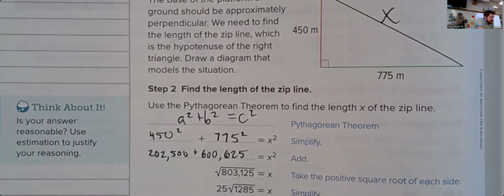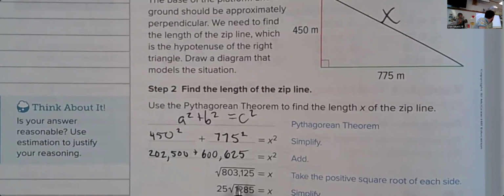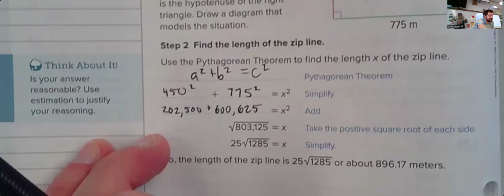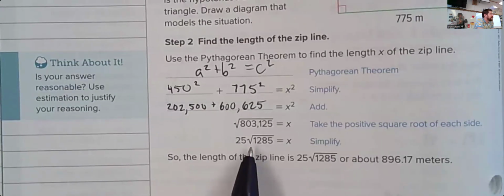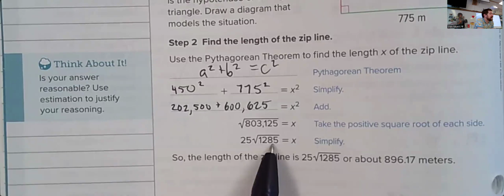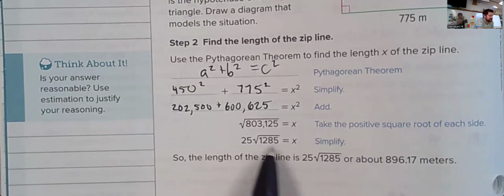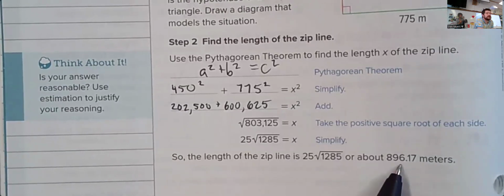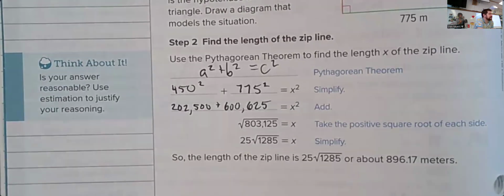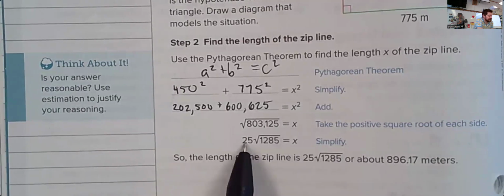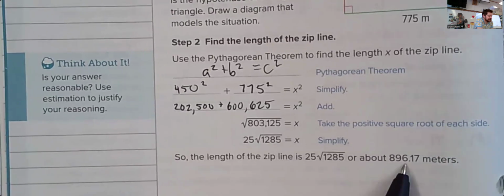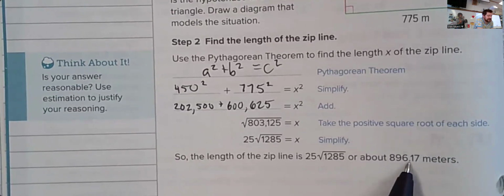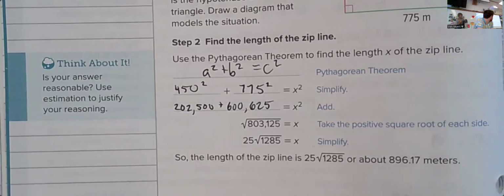If you add those together, you're going to get 803,125. And then if you square root that, your scientific calculator will probably give you this as your answer at first. And then does everybody remember how to get from this? This is called simplest radical form, by the way. Does anybody remember how to get from simplest radical form to decimal approximation? Yeah, just push the button above enter. So when you type this in, you'll probably get this. And if you have this, just push the button above enter, you'll get the approximation, which is about 896.17 meters. There you go.